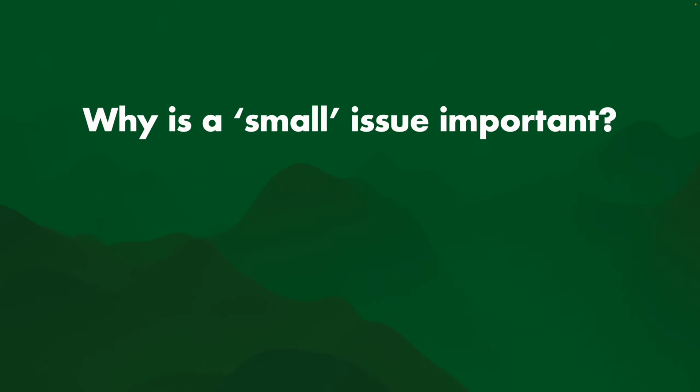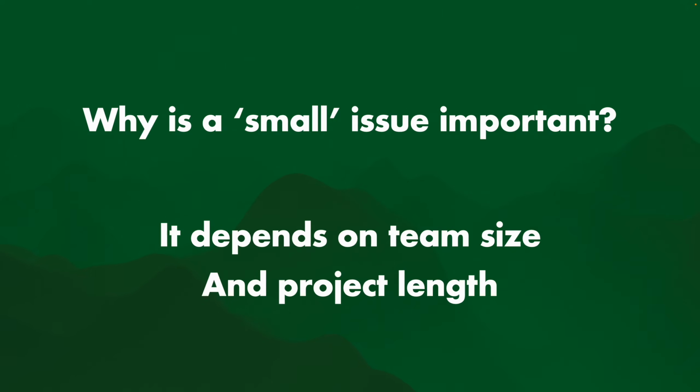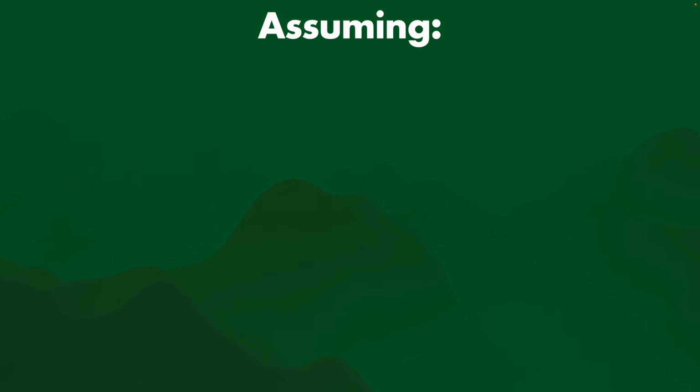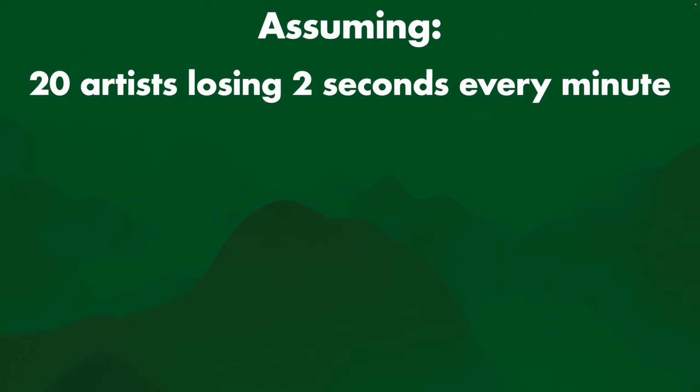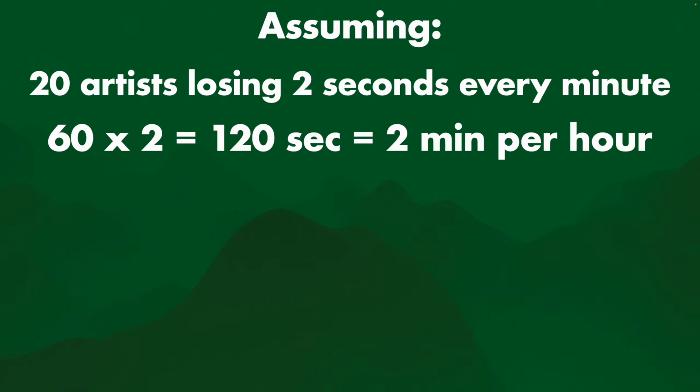Now, why is a small issue important like that? That depends on team size and on project length. Let's assume, for example, and this is just some easy numbers to calculate this quickly, we have 20 artists losing 2 seconds every minute. That's 60 times 2 is 120 seconds, which is 2 minutes per hour.